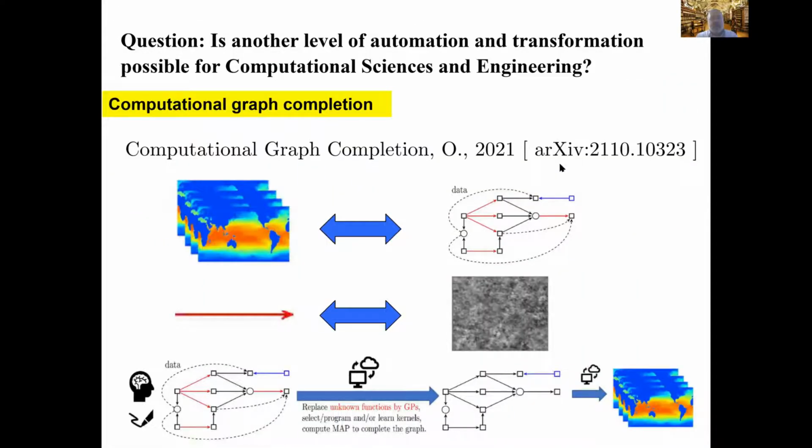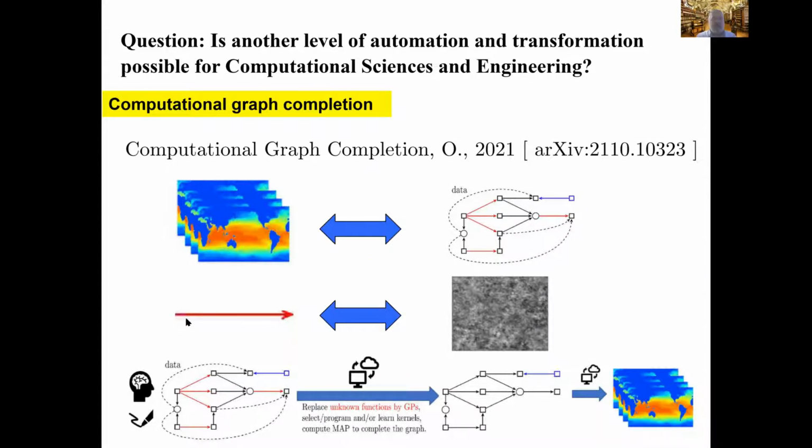Question: is another level of automation and transformation possible for computational sciences and engineering? Well, the main purpose of this talk is to suggest that this question may have a positive answer. This answer is based on three observations. First, most problems in computational sciences and engineering can be formulated as that of completing a computational graph representing dependencies between functions and variables. Some of these functions and variables of the graph may be unknown, and by completing, I mean recovering the unknown functions and variables of the graph.